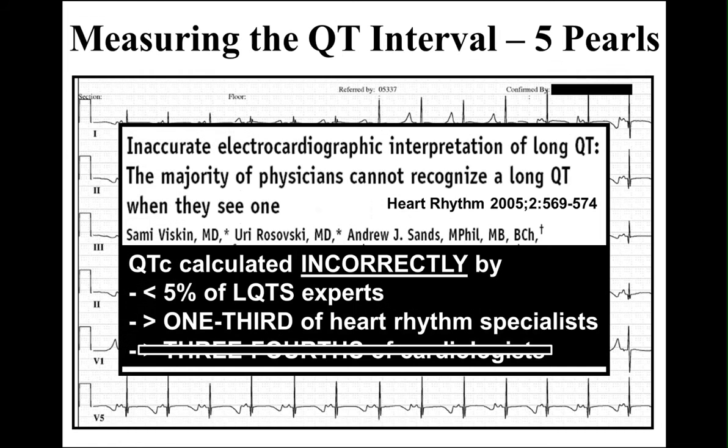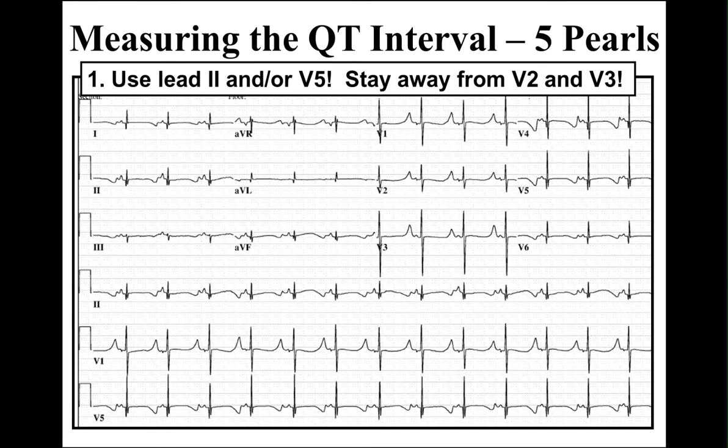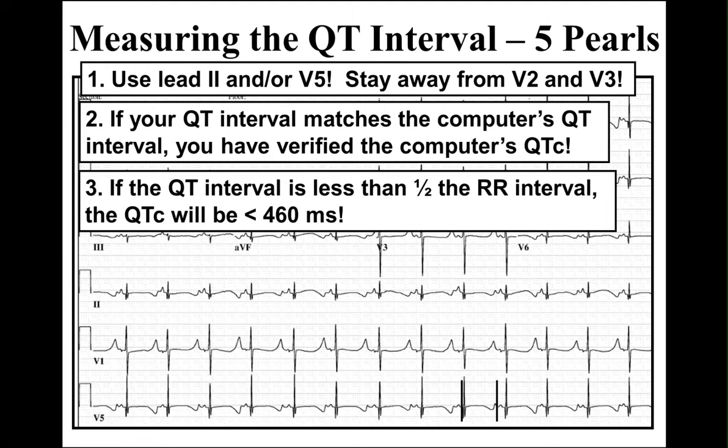So here's a few nuggets to make us better than the 3/4 of cardiologists and even better than the 1/3 of heart rhythm specialists. I'm going to give you 5 pearls and then a bonus. First, use lead 2 and V5 there at the bottom. Then put your eye or your caliper on that rhythm strip QT interval as shown at the bottom, and then see, is your QT interval matching the computer's? If yes, you've confirmed the QTc because the computer is good at doing mathematics. If it doesn't, then you have to ask yourself, why are you getting a QT interval differently than what the computer sensed?